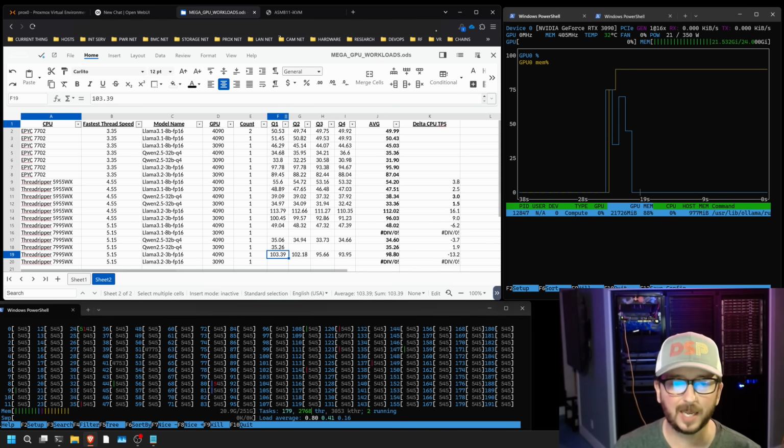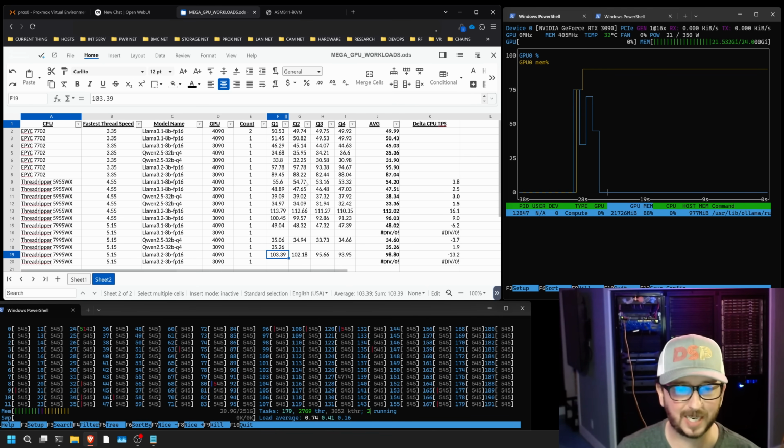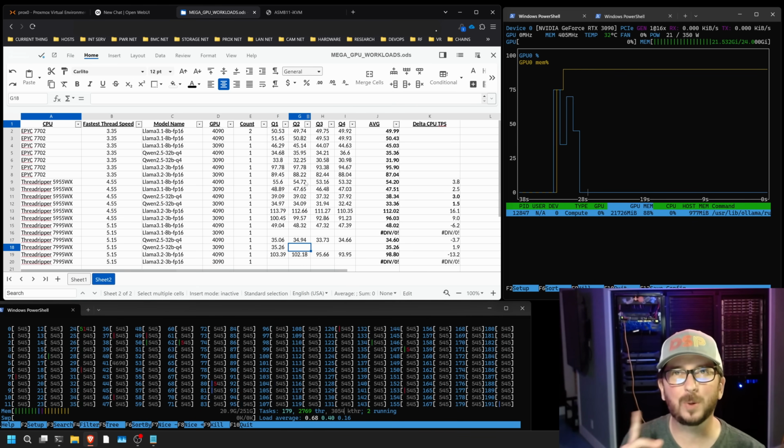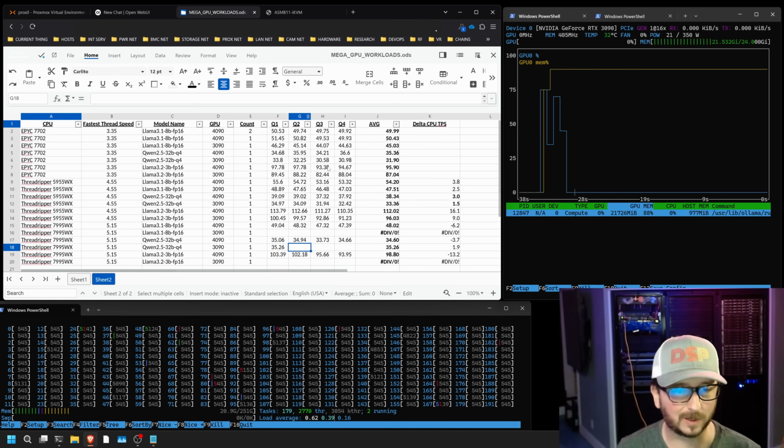So I think I've got to retest that 4090. There's got to be something happening here with the 4090 specifically. Maybe it's a driver thing. That's one thing that I should investigate a little bit more.